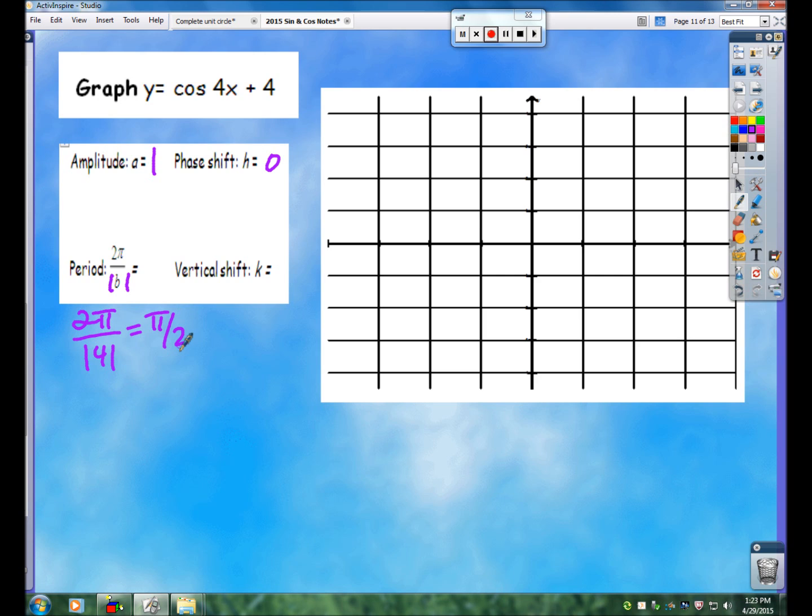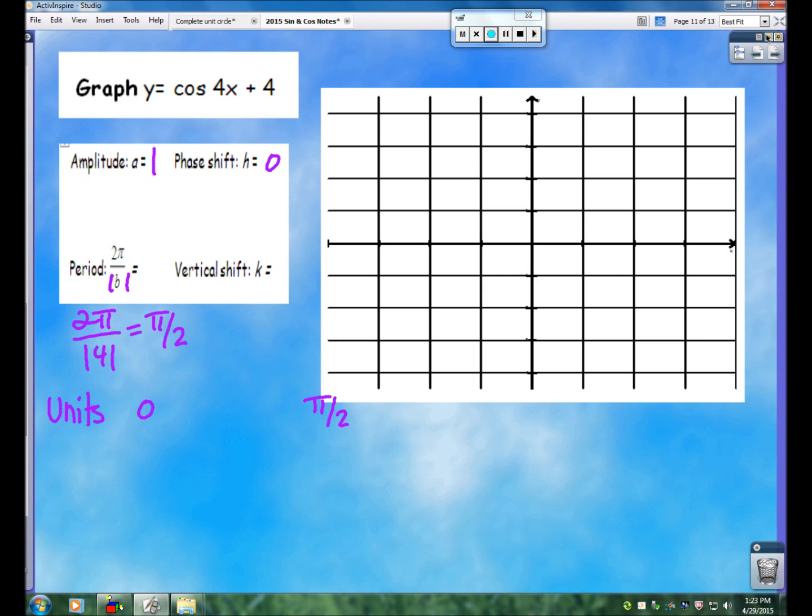So that means our graph, our key points, our units, are going to start at 0 and end at pi over 2. So we're going to have to evenly divide those points up. So it's 0 and pi over 2. All right, so we want 1/4 of pi over 2. 1/4 of pi over 2 is pi over 8.